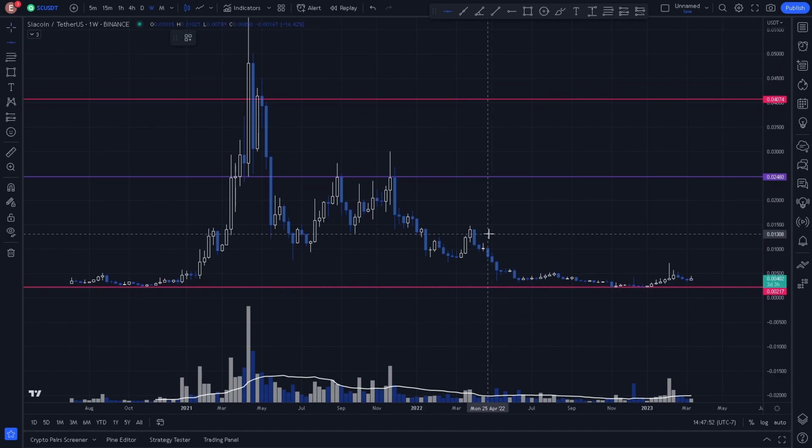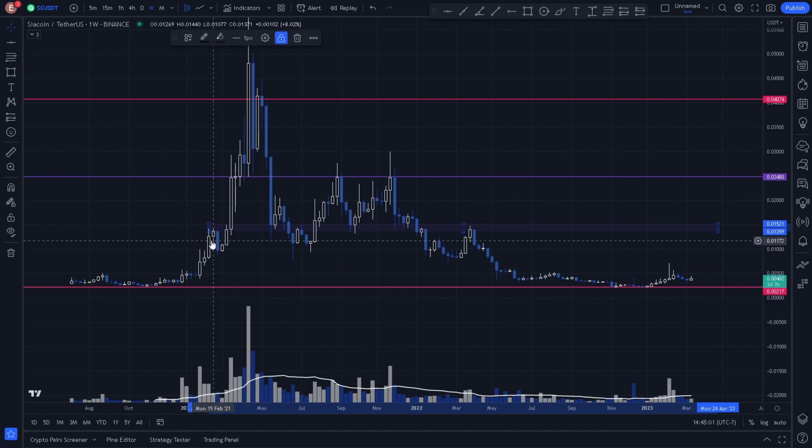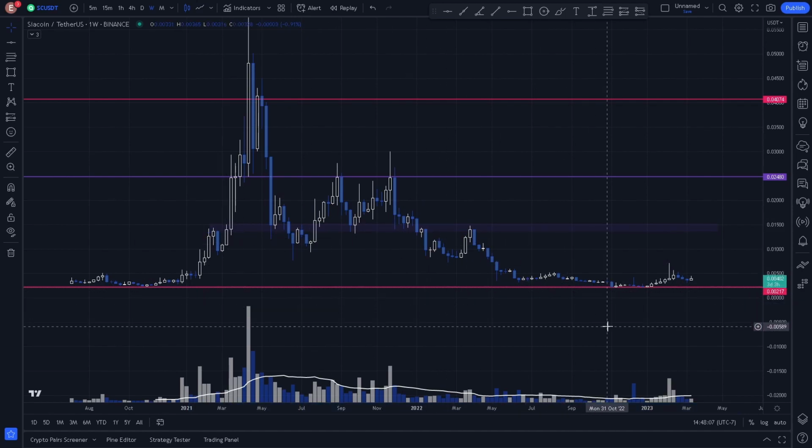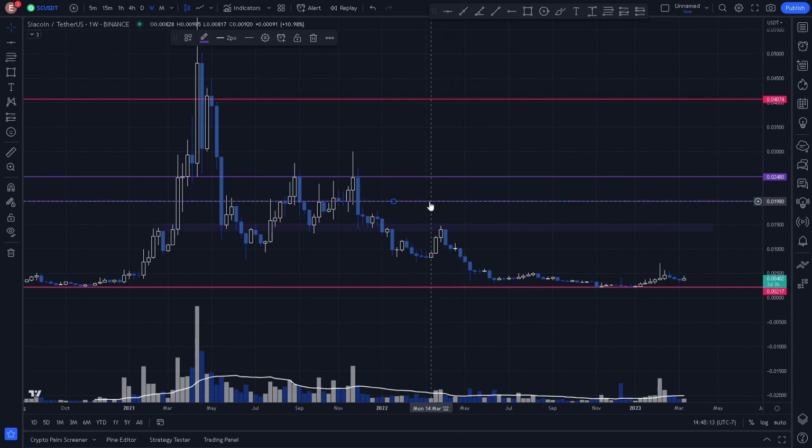Now, we also notice a key level right in here, where we see multiple reactions acting as support and resistance, which is obvious to spot here on the weekly chart. We also notice a key level here, where we have multiple reactions acting as resistance and support.